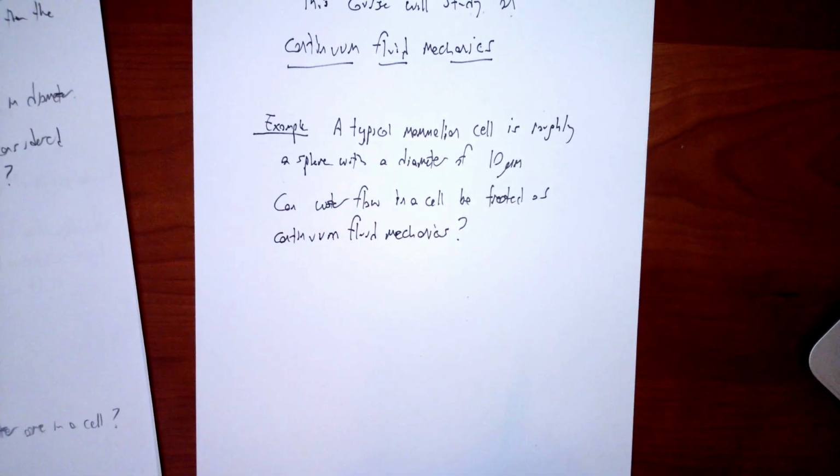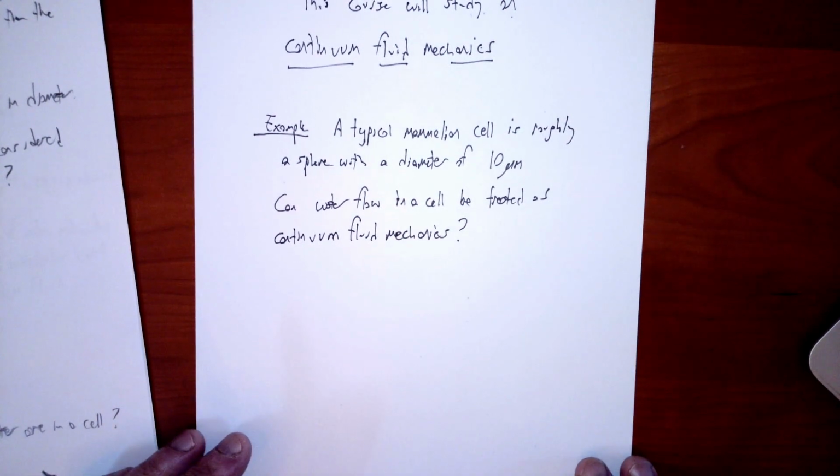Okay, so we're going to answer the question of whether flow inside a mammalian cell can be treated as a continuum fluid mechanics model. The question, therefore, is how many molecules are really inside a mammalian cell? Are there going to be a lot of molecules, or only a small number of molecules? If it's only a small number of molecules, then we cannot treat it as continuum fluid mechanics.